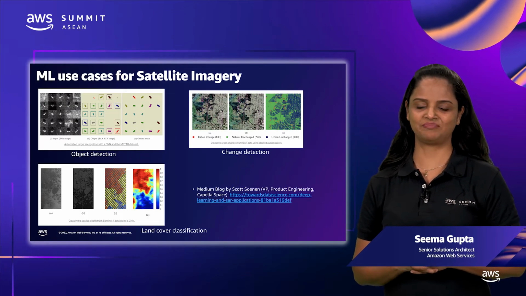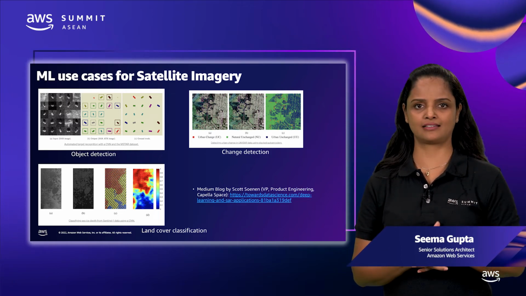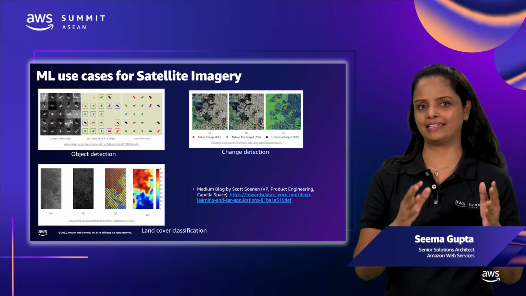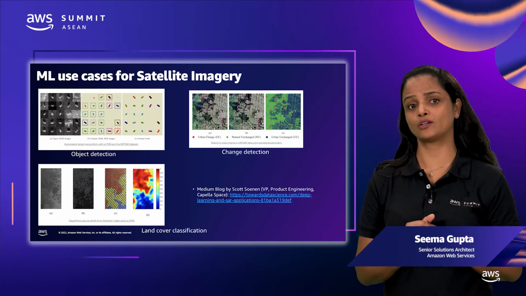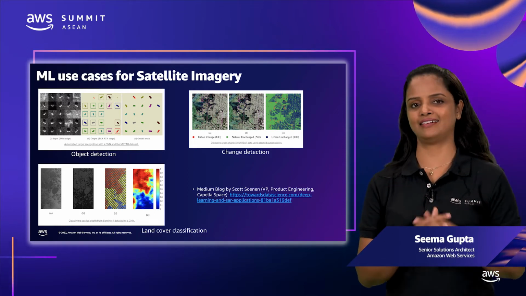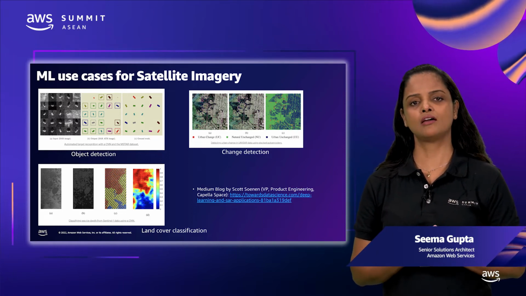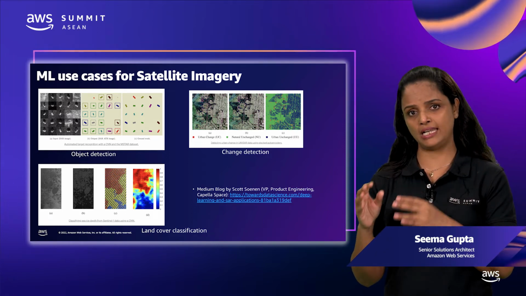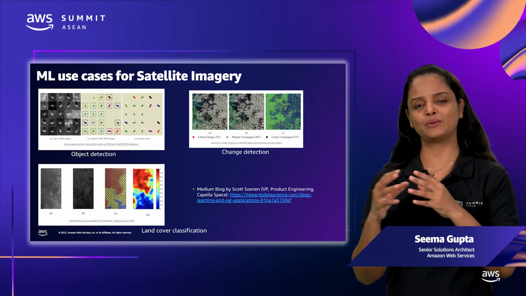Going a bit technical, ML use cases for satellite imagery could mean different things. The first one is object detection. In object detection, we might want to detect objects like ships, aircrafts, boats, etc. Another application could be land cover classification, where companies might be trying to label each pixel in the imagery as belonging to a particular class.